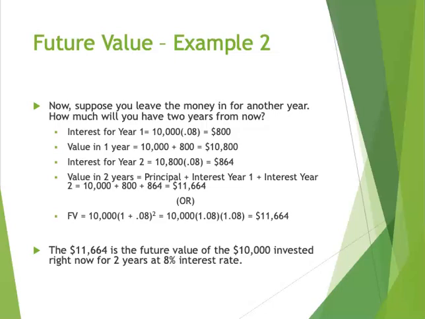Now let's look at it from the future value formula perspective. Future value is the present value, which is 10,000, times 1 plus R, where R is the interest rate, which is 0.08, to the power 2. The time, in this case, is 2 years, so it's 2, which translates into 10,000 times 1.08 times 1.08, which is again 11,664.